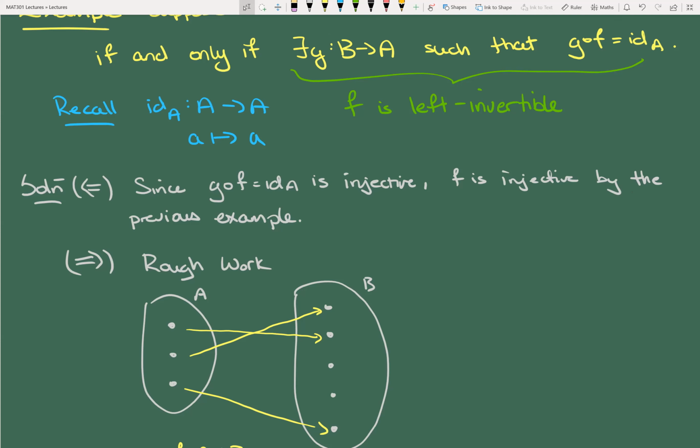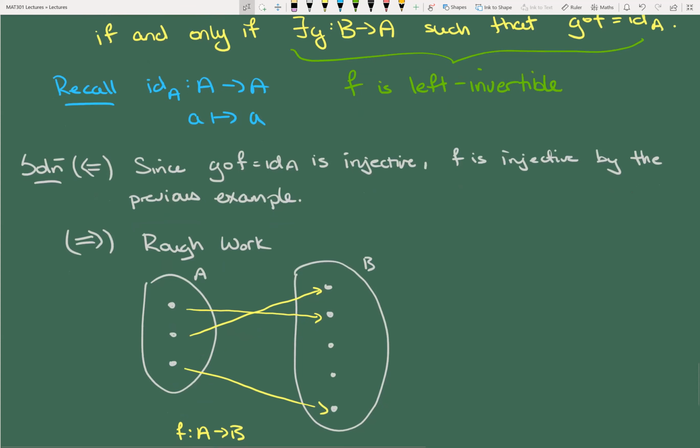So that immediately tells me how to define some of these things, right? The blue arrows, wherever possible, have to just reverse the yellow arrows, right? Because that's this condition that g composed f is equal to the identity. I need, if I follow the yellow arrow and then follow the blue arrow, then I end up back where I began.